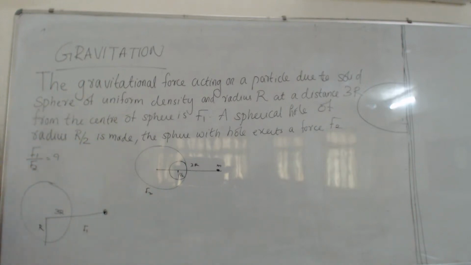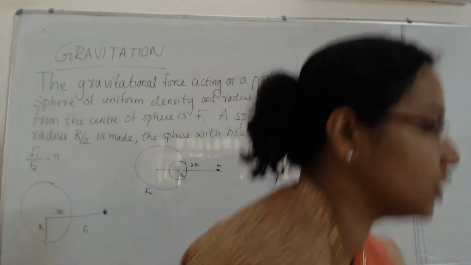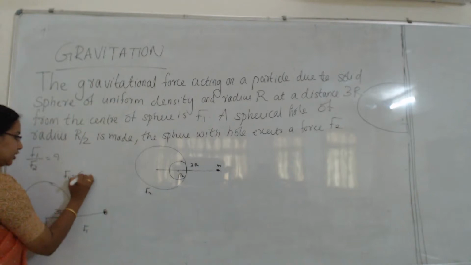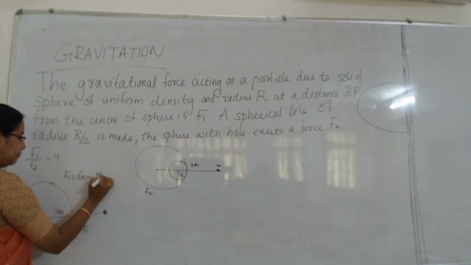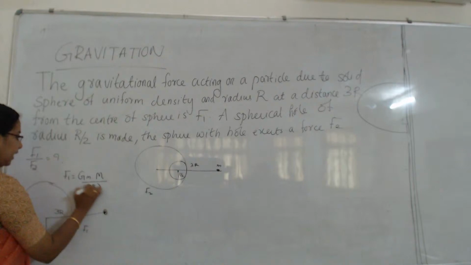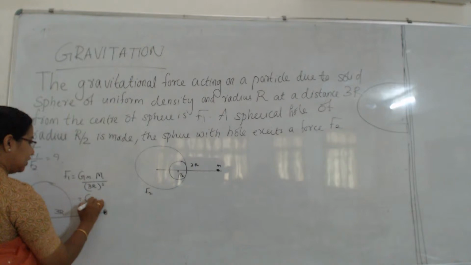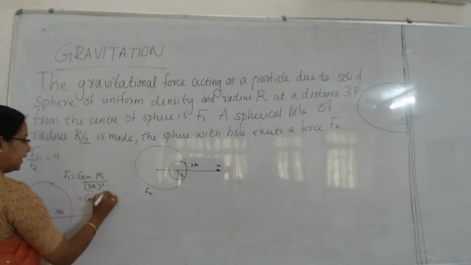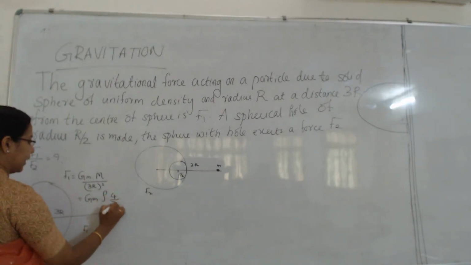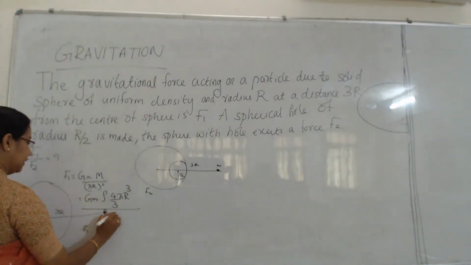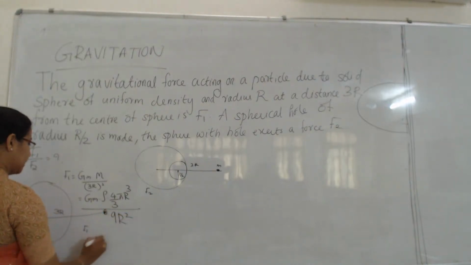So remember here, when it is made of uniform density and this particle and another mass, its force we can write as, what is the gravitational force equation? F1 is equal to G M capital M divided by the distance 3r the whole square. This again I can write as G m into density into volume, 4 by 3 pi r cube, divided by 9 r square. Equation number 1.